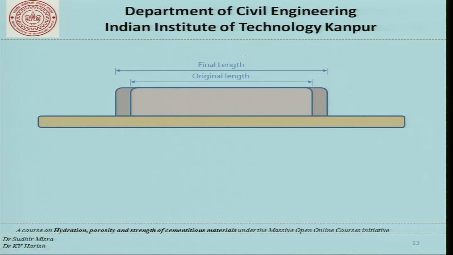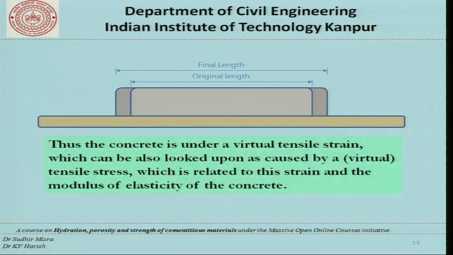Effectively, what has happened is that we have the original length here and the final length here as shown, and the concrete is under a virtual tensile strain. If this is the original length where the concrete wants to come back to, and this is the length where the concrete is being held, this leads to a virtual tensile strain which can be looked upon as caused by a virtual tensile stress, and this is related to the modulus of elasticity of concrete. Now, in other words, if we know the strain, how do we convert this to stress?